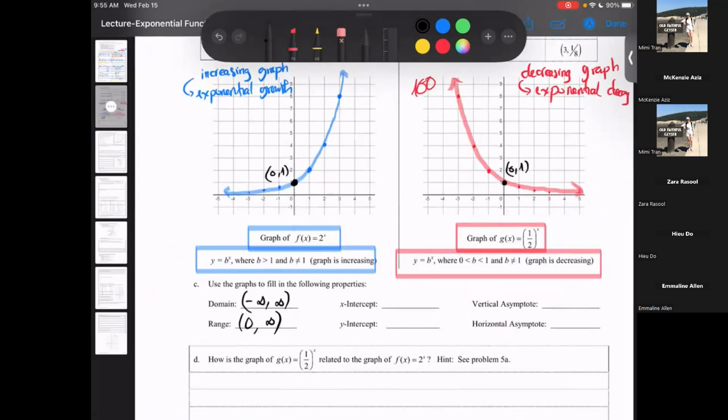The x-intercept will be, is there an x-intercept? No, so we say does not exist, DNE. Y-intercept, yeah, 0, 1. And it's always 0, 1 for the parent graph, the basic graph like that. Do we have a vertical asymptote? No, so does not exist. What about the horizontal asymptote? Yeah, very good, y equals 0.